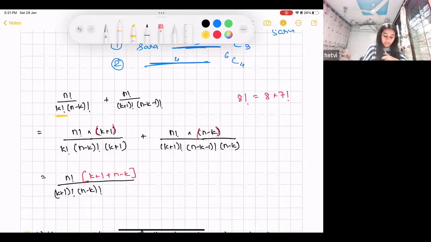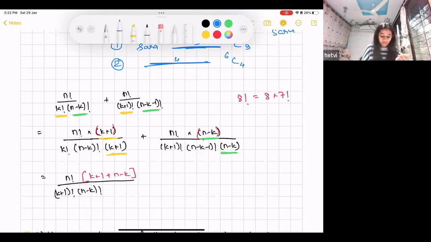So over here I have k factorial, here I have k plus 1 factorial. To convert k factorial into k plus 1 factorial, I have multiplied an extra k plus 1. And then I have n minus k factorial and n minus k minus 1 factorial. This is 1 less than n minus k. So to convert n minus k minus 1 factorial to n minus k factorial, I'm multiplying by n minus k. And here I was multiplying k plus 1 to numerator and denominator. So that helps me take the LCM.